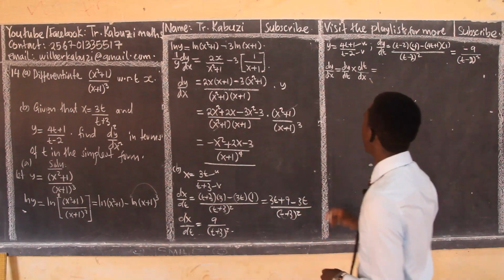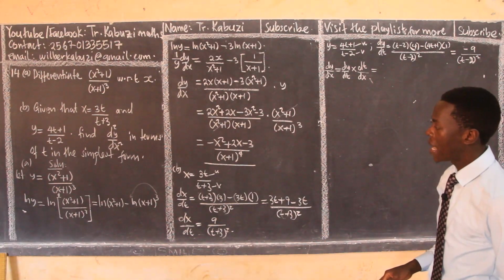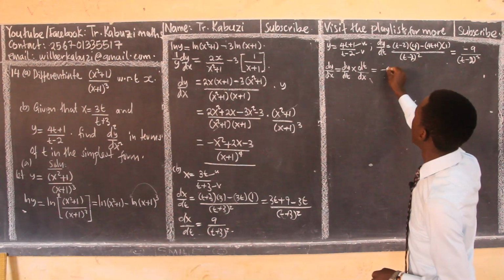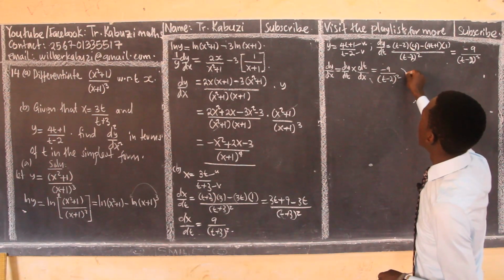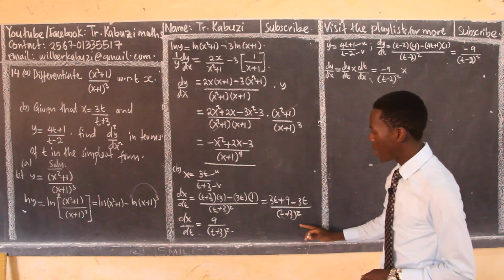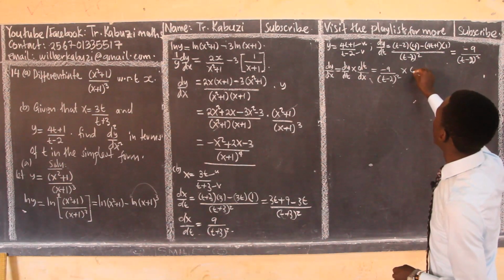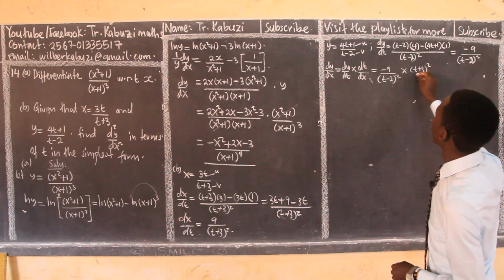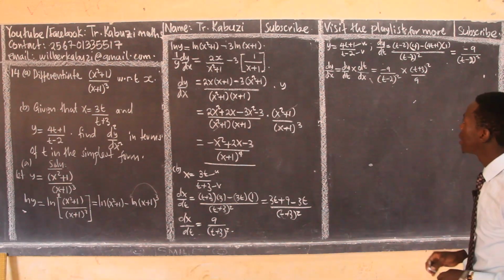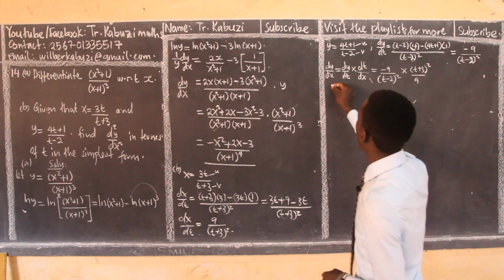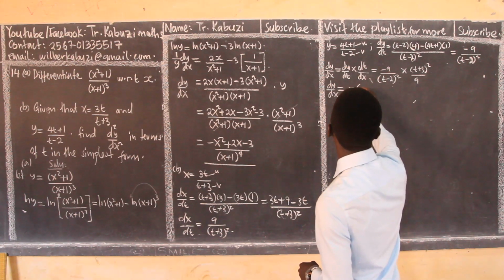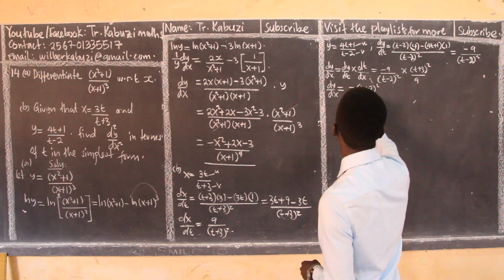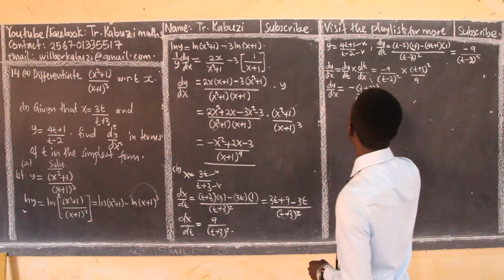Now this will be my dy/dt. You can look at my dy/dt from here. It's negative 9 over (t minus 2) the whole squared. Now times dt/dx. I get the reciprocal of this, which will be (t plus 3) squared over 9. And clearly, you see that our dy/dx is going to be negative (t plus 3) squared over (t minus 2) squared.